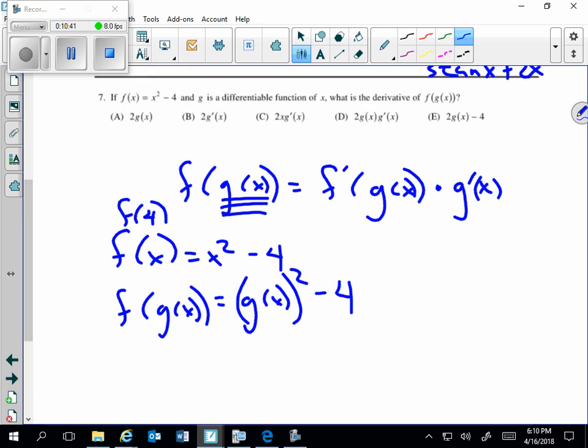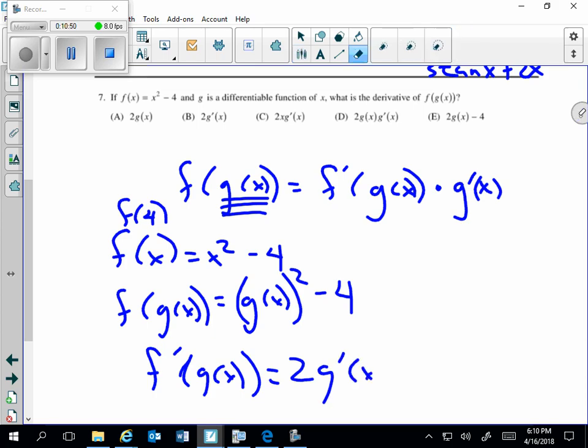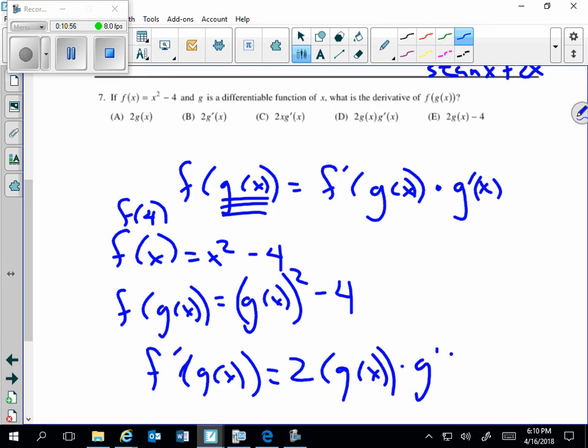So now find the derivative of that. F prime of g of x equals 2 times g of x, sorry, leave the inside function alone, Troy, times the derivative of the inside function. Sorry, you really get to hear me talking to myself now. All right, so there's my answer. Letter D.